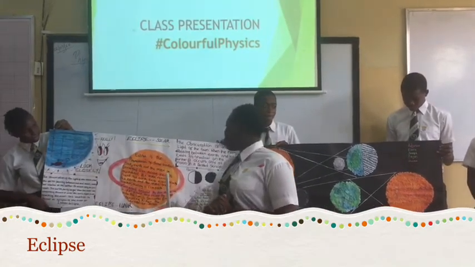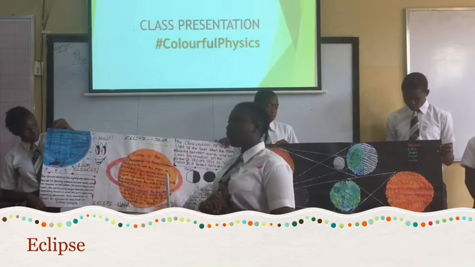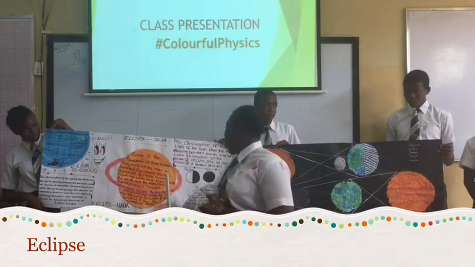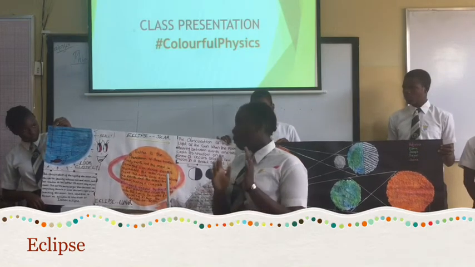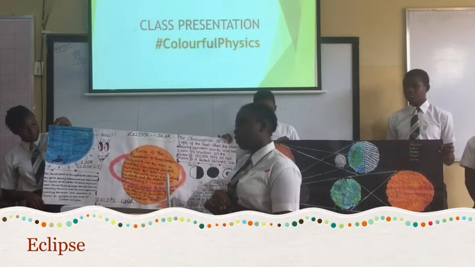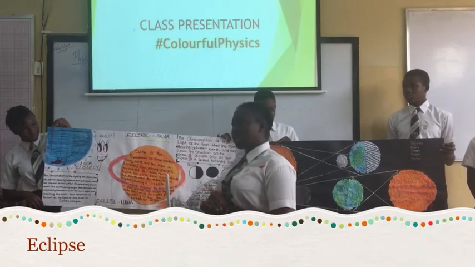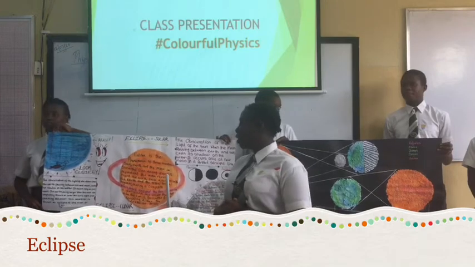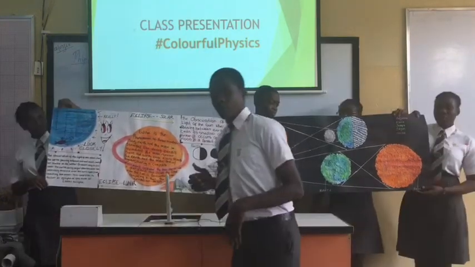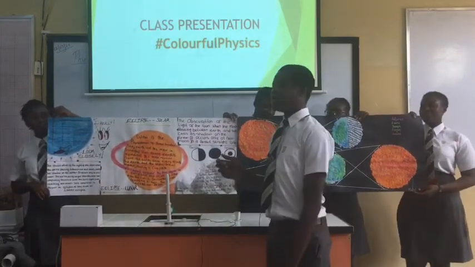The moon revolves around the earth once every month, which is called revolution. And the earth and the moon travel together, making a complete movement around the sun. When this occurs, the light from the sun is obscured from reaching either the earth or the moon. So I'm here to explain the two types of eclipse.